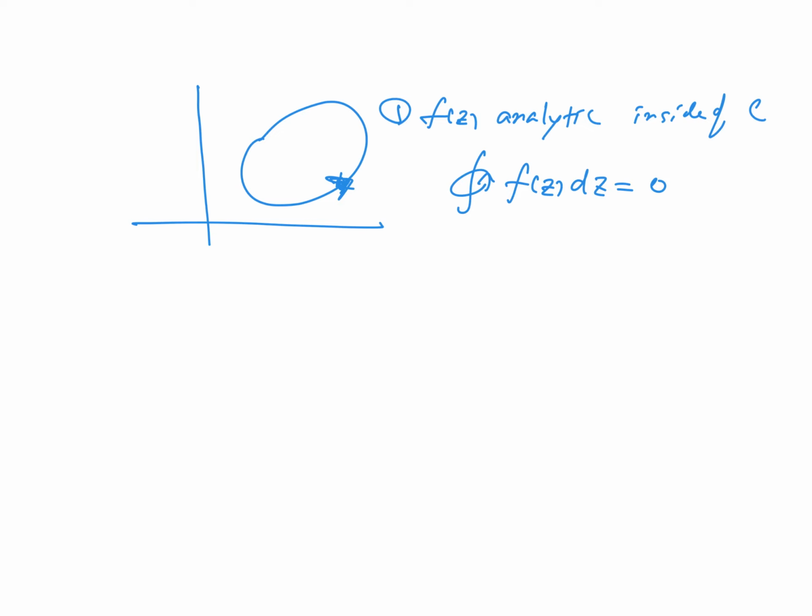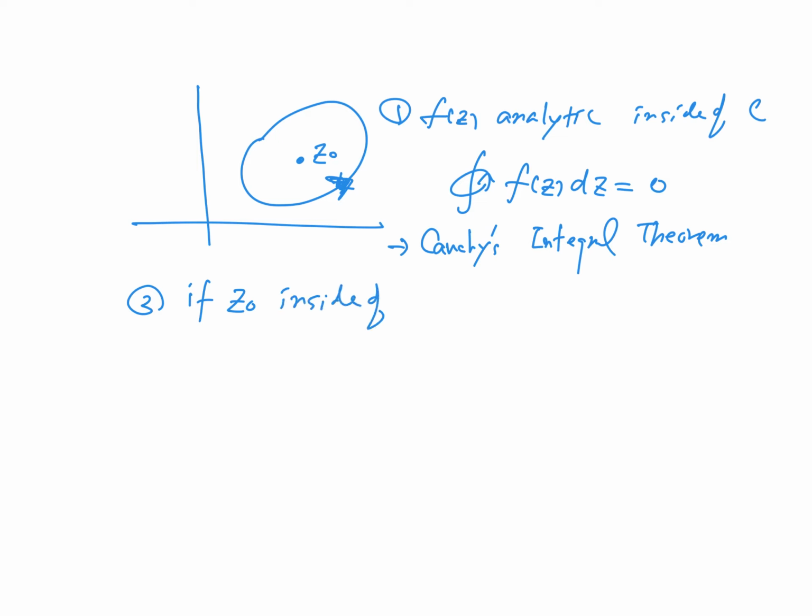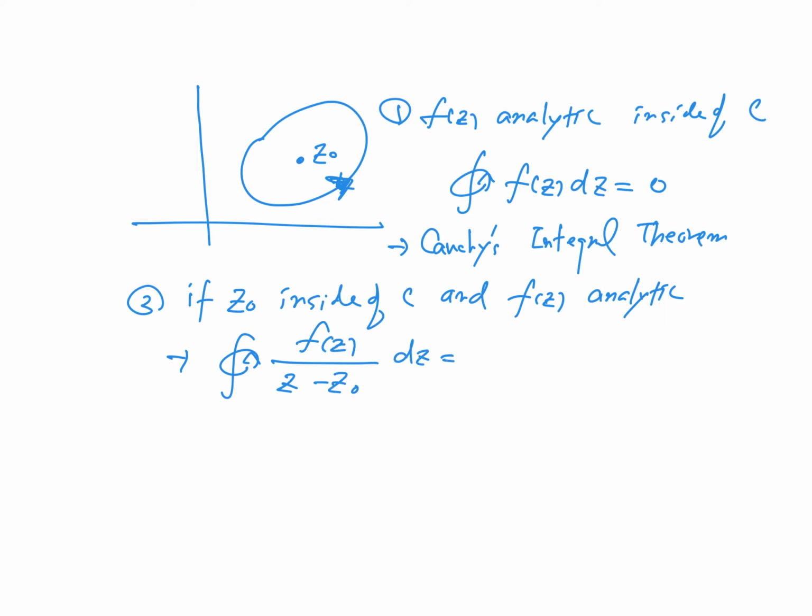Number 1, there's Cauchy's integral theorem. Number 2, if there's a point z naught, if z naught is inside, and of course f(z) is analytic, then we have 2 pi i f(z naught). It has another name called Cauchy's integral formula.